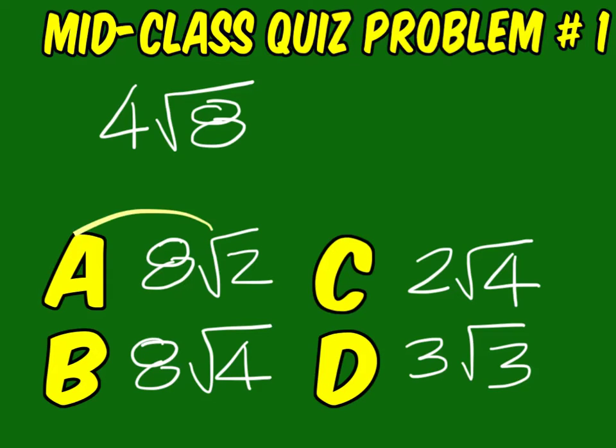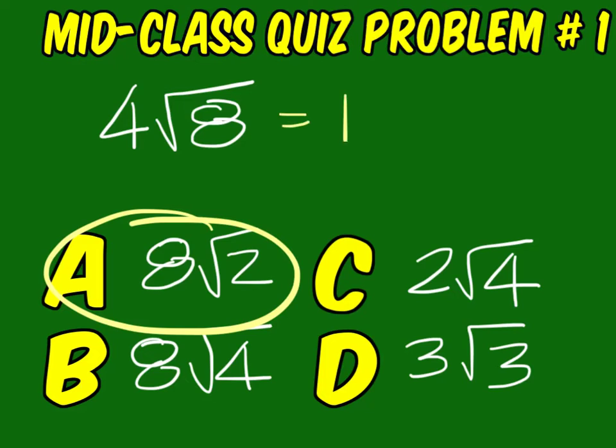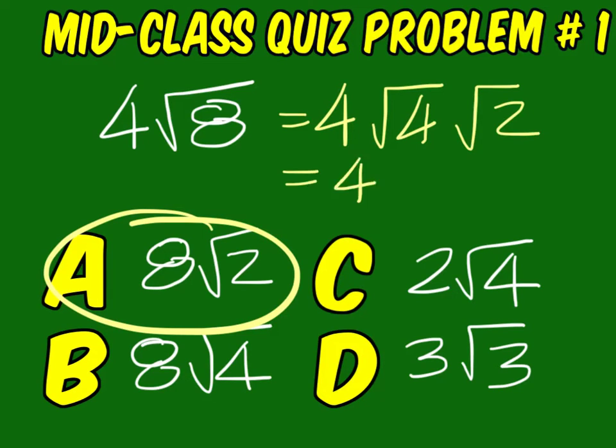The answer on this one should be A, because the 8 breaks up as 4 and 2. So that's 4 times 2, square root of 2. This becomes an 8.